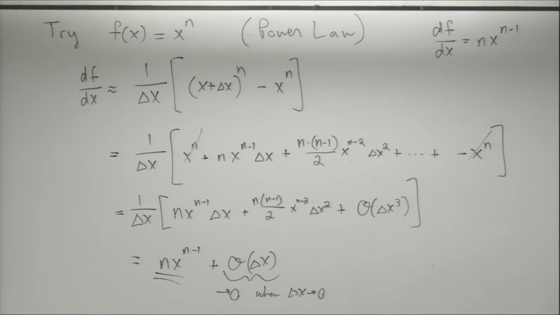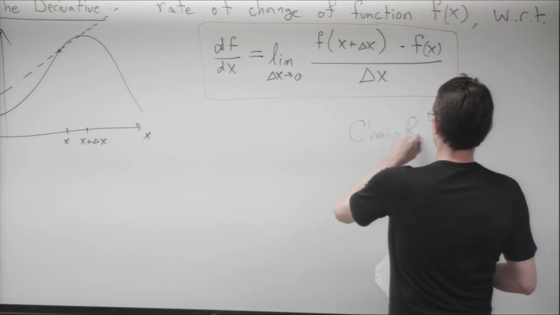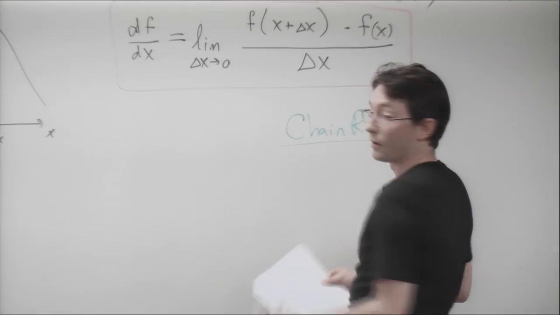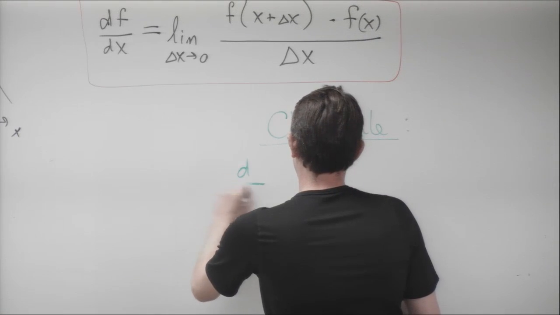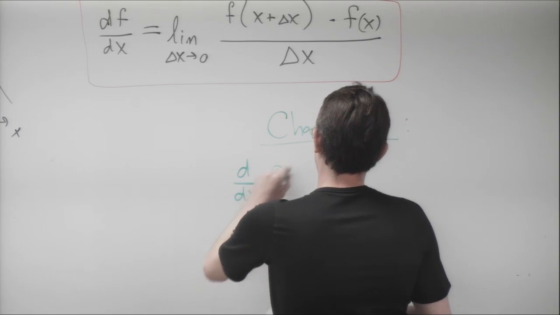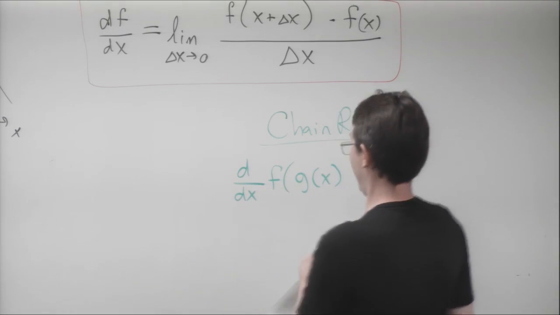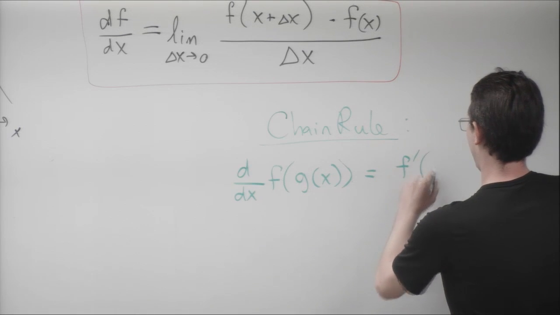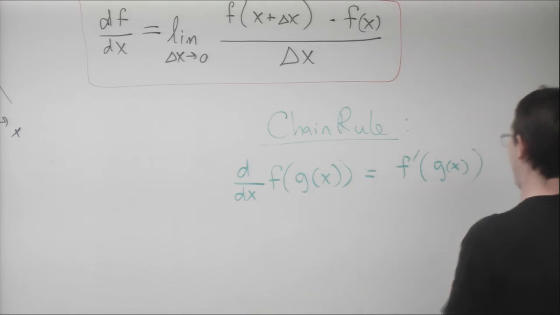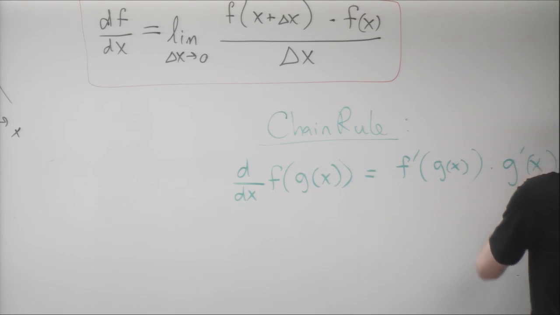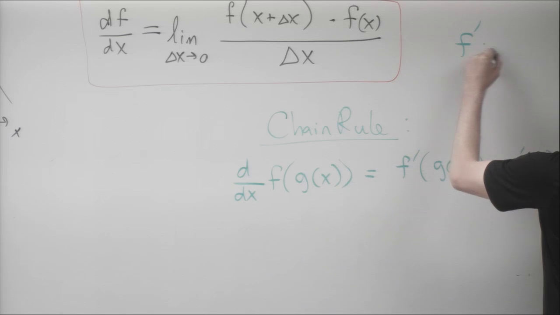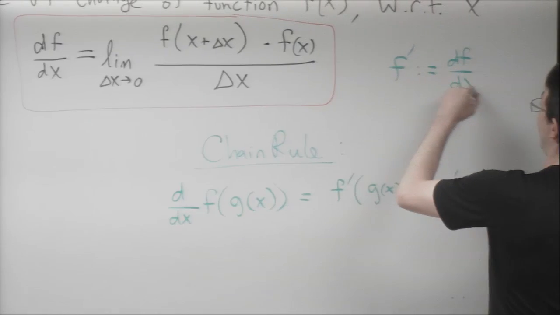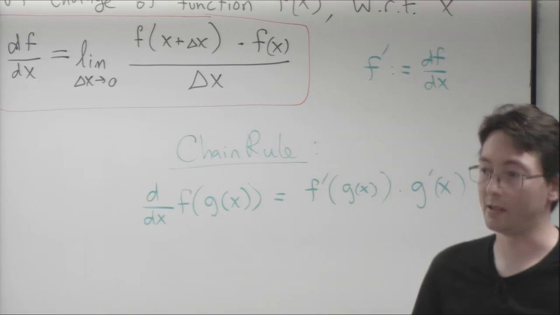Okay, so another super important calculus rule that you can derive is called the chain rule. This is the most important in my opinion. That just says that the derivative with respect to x of a function f of another function g of a variable x is equal to f prime of g of x times g prime of x, and prime just means derivative, df dx. Okay, prime means derivative.